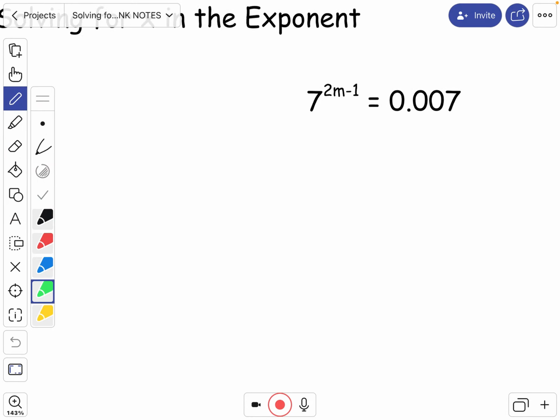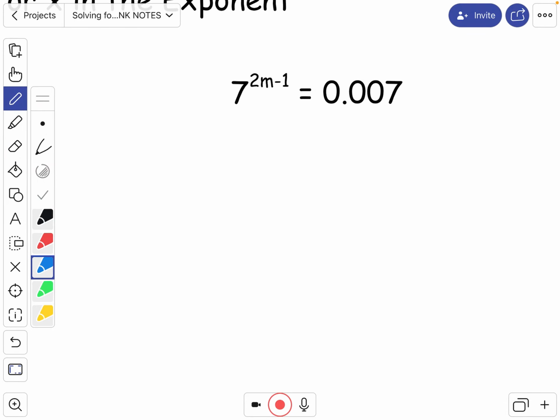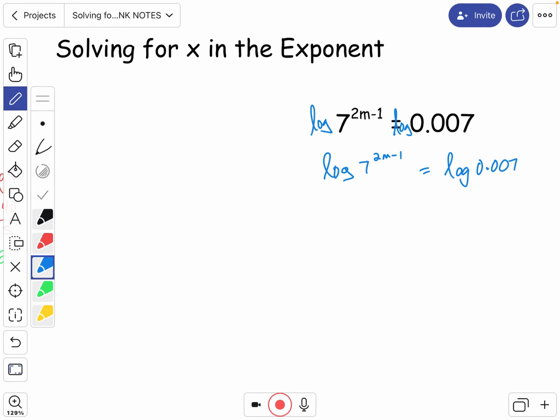So let's look at example 2. We have 7 to the 2m minus 1 equals 0.007. So we are going to take the log of both sides. We get log of 7 to the 2m minus 1 equals log of 0.007.